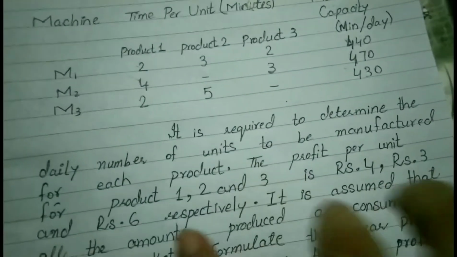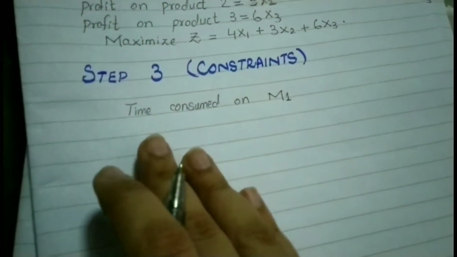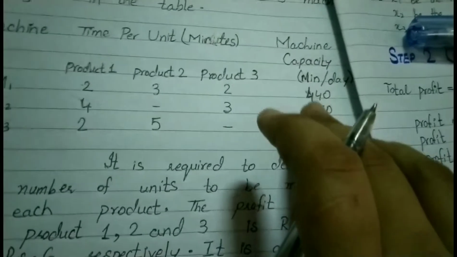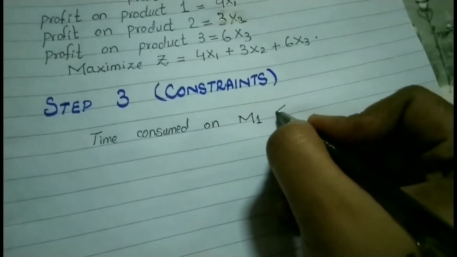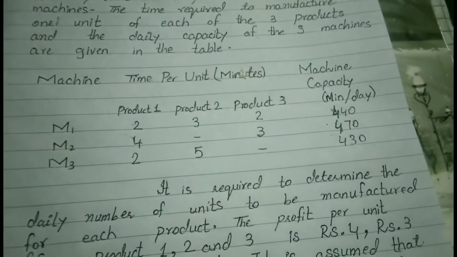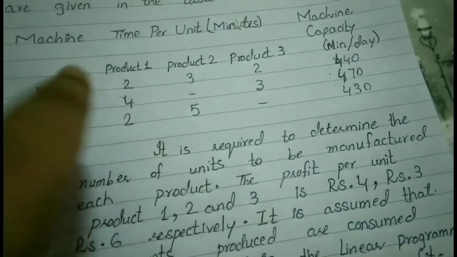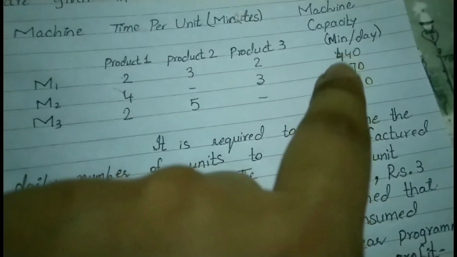This is our restriction. So starting to write the constraint, we have to see the time consumed on M1. As I told you, time consumed on M1 should be less than 440, or it can be equal to 440 but not more than that. So our first constraint will be M1 is less than or equal to 440. So what is the time consumed by M1? It will be the time consumed by product 1, product 2 and product 3, and it should be less than or equal to 440.